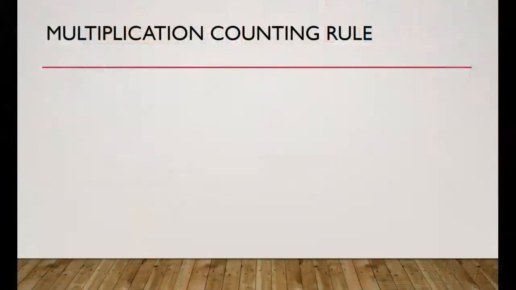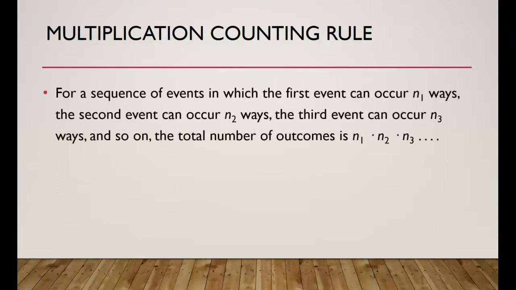Multiplication counting rule is used to find the total number of possibilities from some sequence of events. For a sequence of events in which the first event can occur n sub 1 ways, the second event can occur n sub 2 ways, the third event can occur n sub 3 ways, and so on, the total number of outcomes is n sub 1 times n sub 2 times n sub 3, and so on.